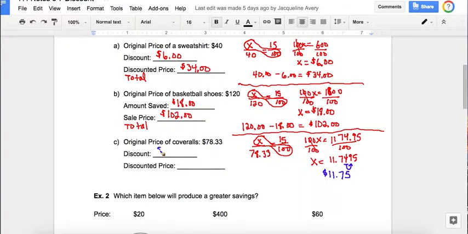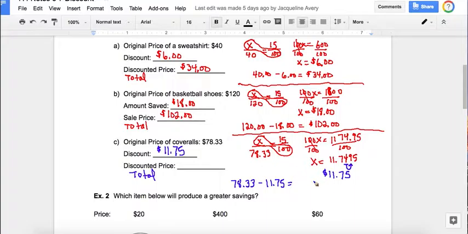So let's write $11.75. Now, I didn't write this before, but the discounted price, once again, let's write total. Okay, so now we got to find the discounted price. So we're going to subtract the cost. So $78.33 minus $11.75.